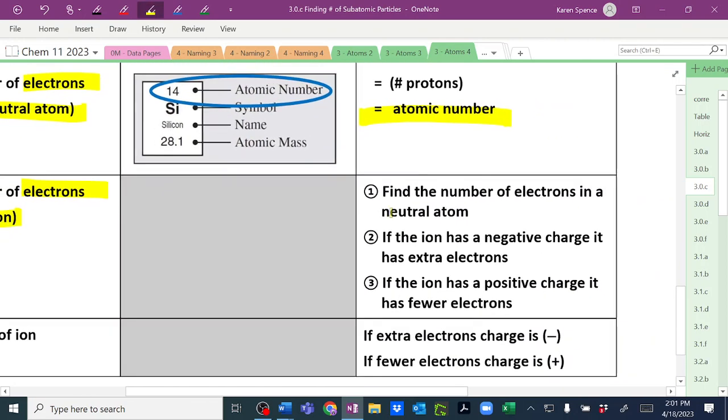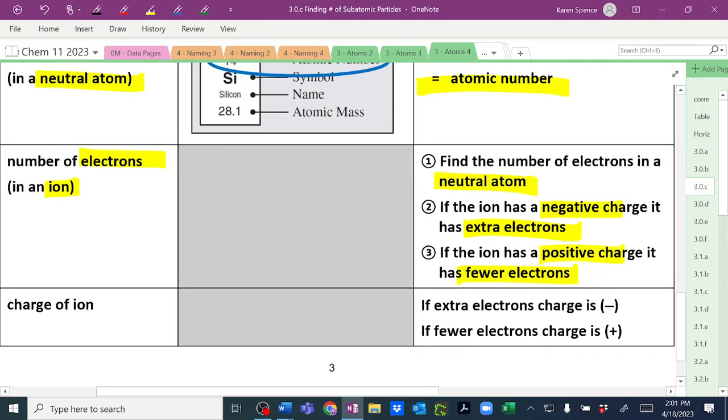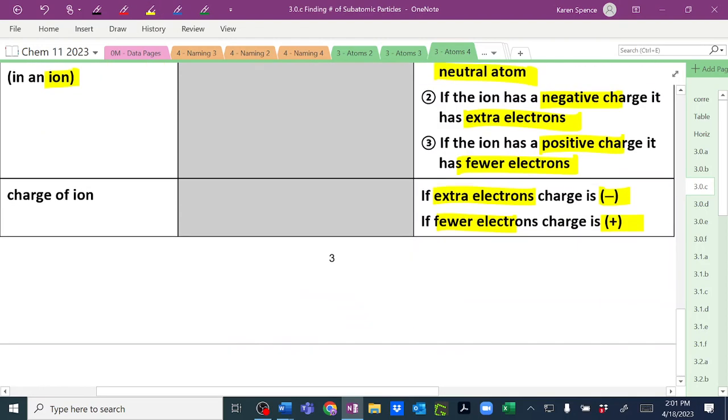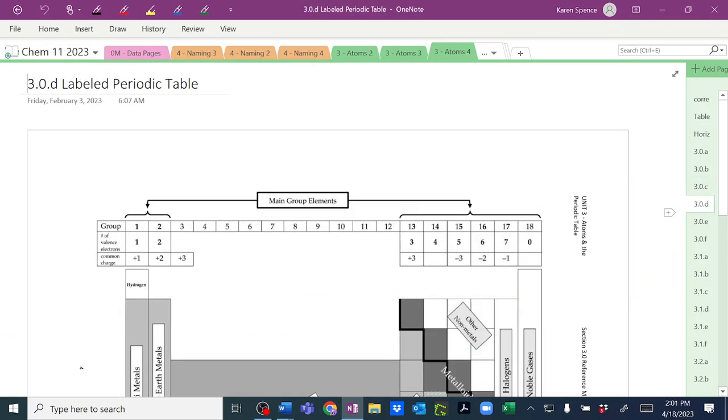How do I find the number of electrons in an ion? I find the electrons in a neutral atom. If it's negative, I have extra electrons. If it's positive, I have fewer electrons, and you just either add them or subtract them. How do I find the charge of an ion? If I have more electrons, it's negative. If I have fewer electrons, it's positive. If I have 3 more electrons than I should, it's -3. If I have 3 less than I should, it's +3. So that's page 3. Page 4.